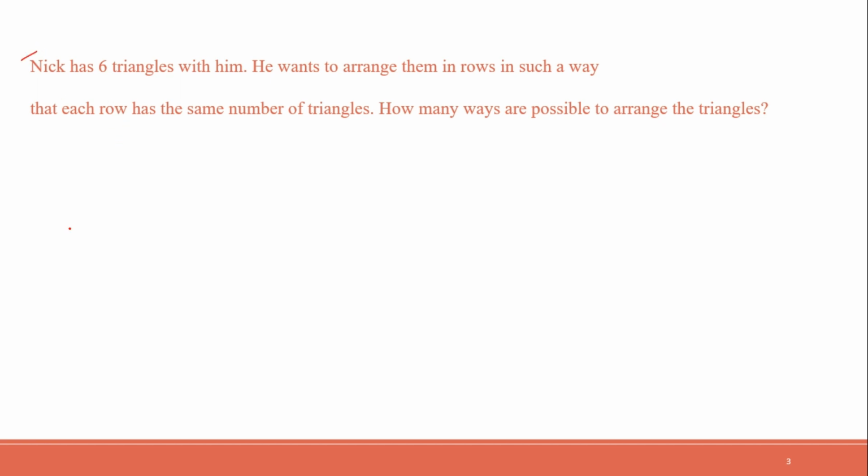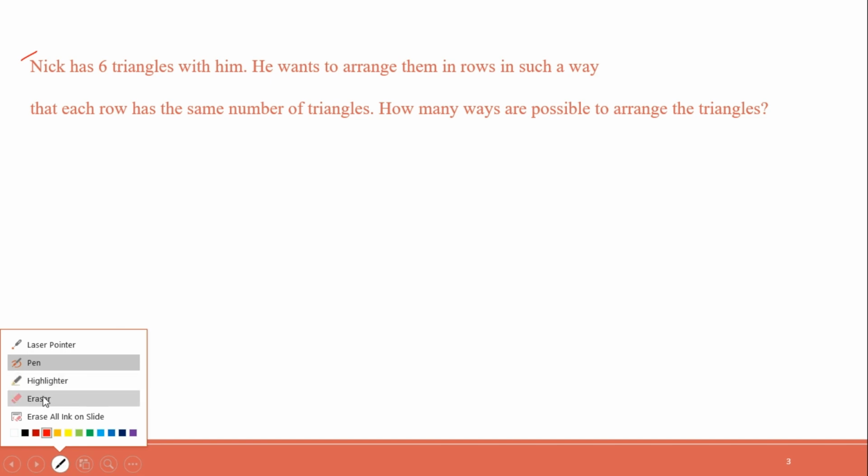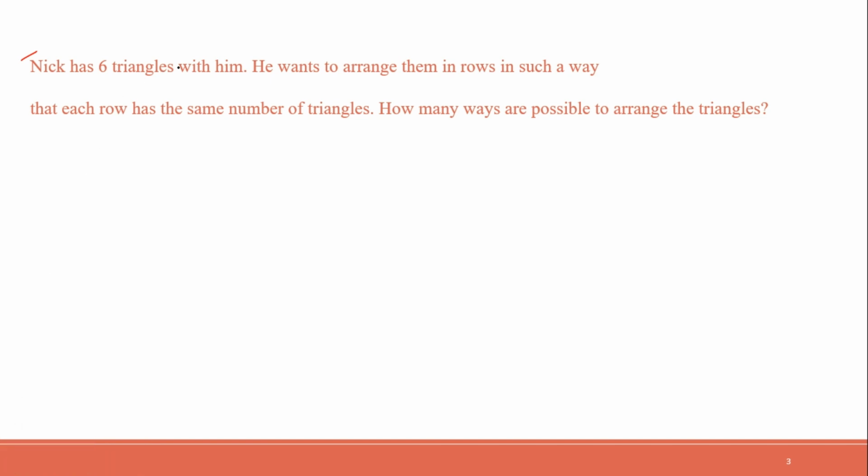Here it is written that Nick has six triangles with him. He wants to arrange them in rows in such a way that each row has the same number of triangles. How many ways are possible to arrange the triangles? I want you guys to try. Just try to make different situations in which we can place six triangles in rows so that each row is having the same number of triangles.